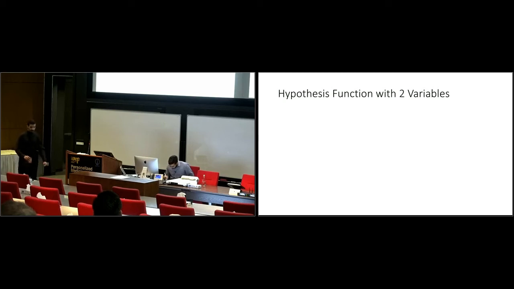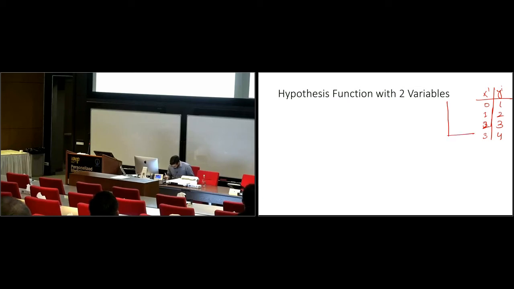Okay, so let's take an example where for x equal to 0 we have y equal to 1, for x equal to 1 we have y equal to 2, for x equal to 2 we have y equal to 3, and for x equal to 3 we have y equal to 4. Okay, so if I plot it, this looks like this. The slope is 1 and the bias is 1.